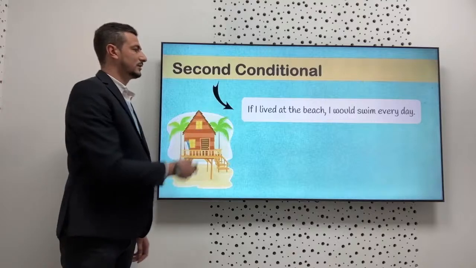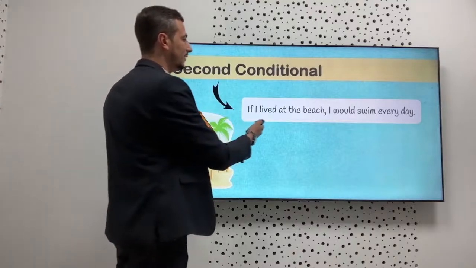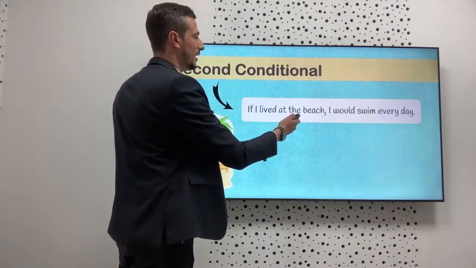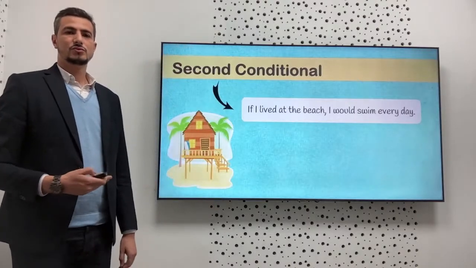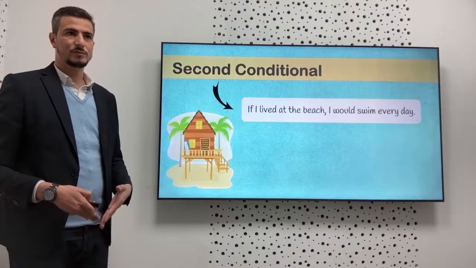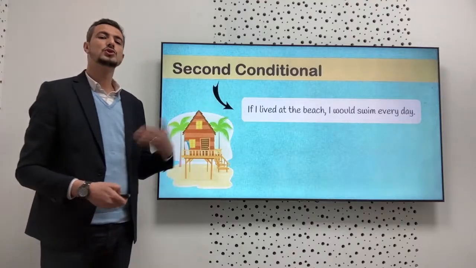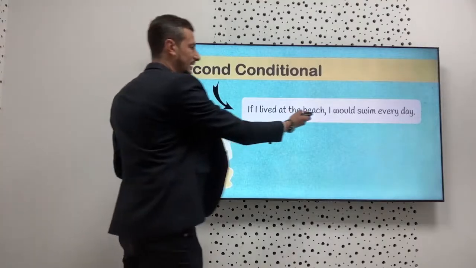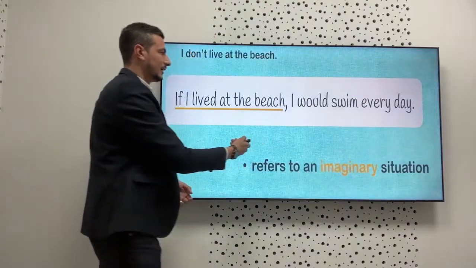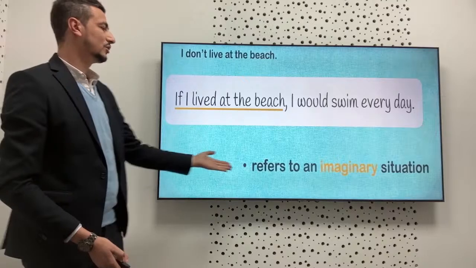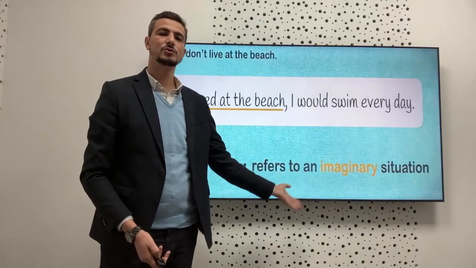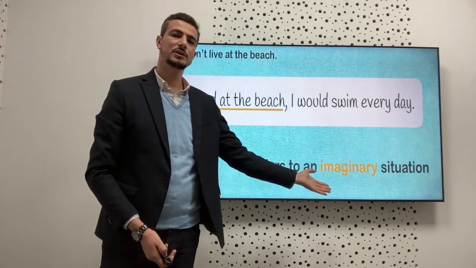Let's take a look at this example. If I lived at the beach, I would swim every day. If I lived at the beach, which means I don't live at the moment at the beach, I would swim every day. If I lived at the beach, at the time being, I don't live at the beach. So it refers to an imaginary situation.